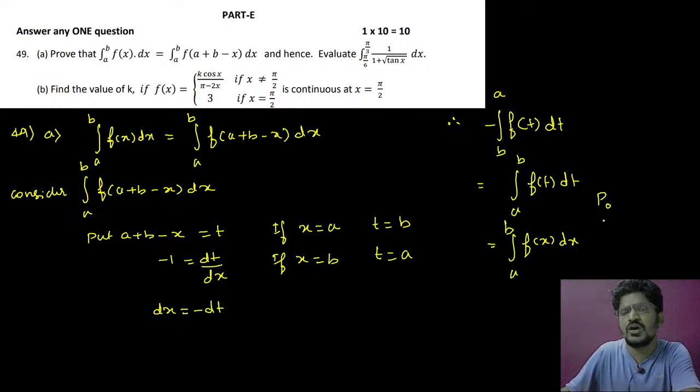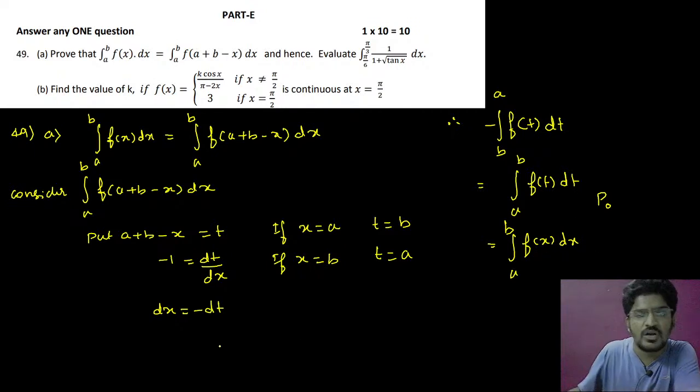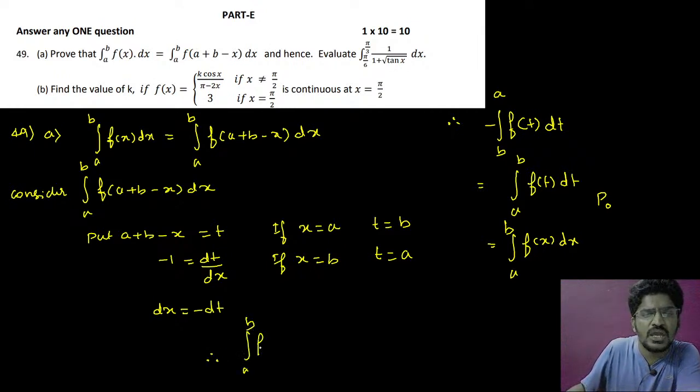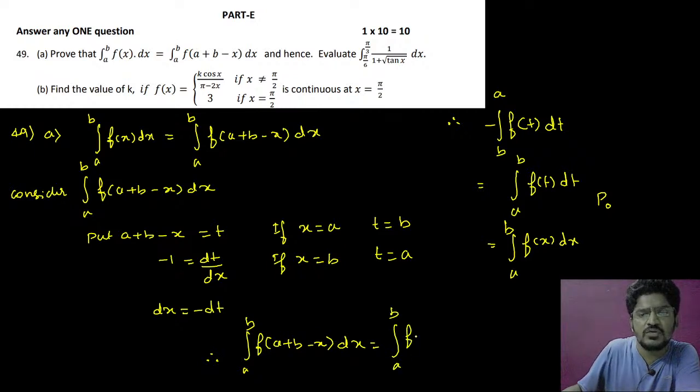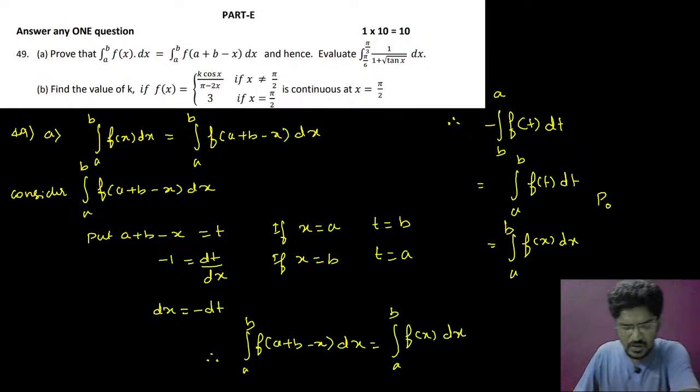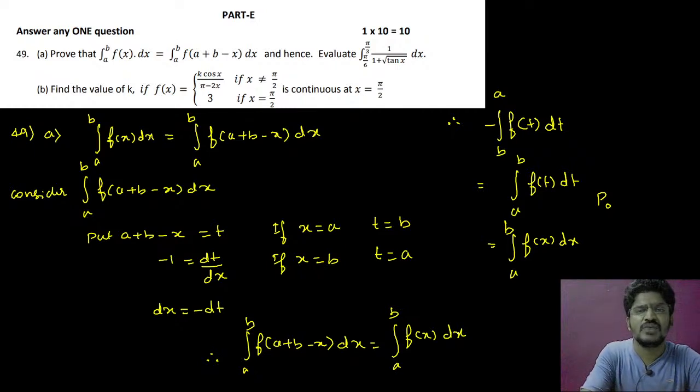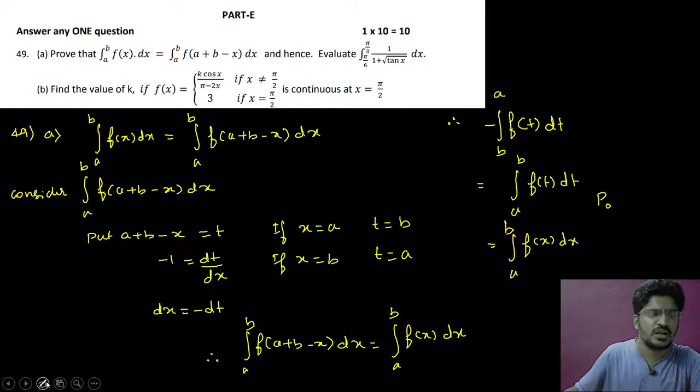From property P naught we can use this. In the place of t we can write x, in the place of dt we can write dx. So we got our answer: integration from a to b of f of a plus b minus x with respect to dx is equal to integration from a to b of f of x dx. Now we have solved the property. Now, hence, we have to evaluate the problem. Let us evaluate the problem that is given here.